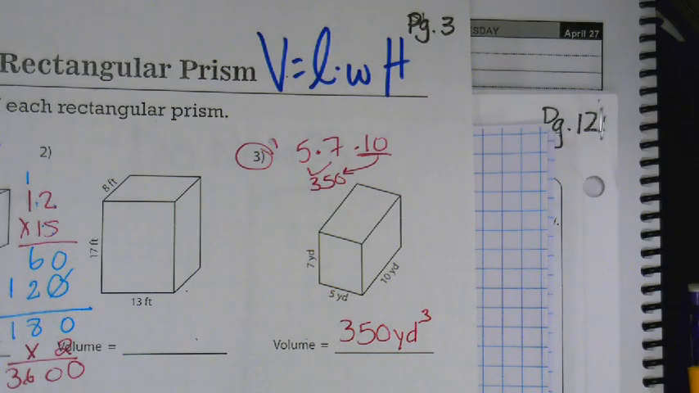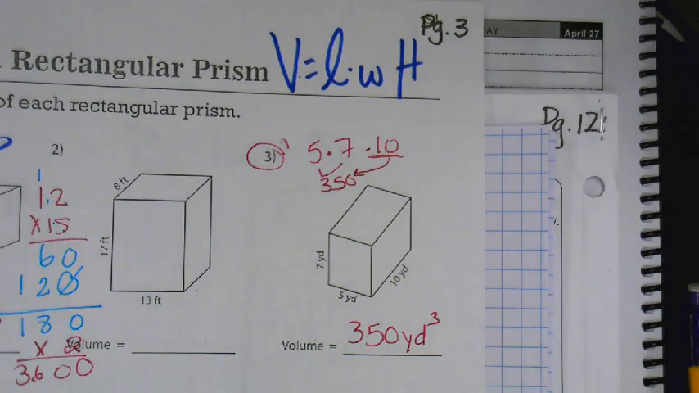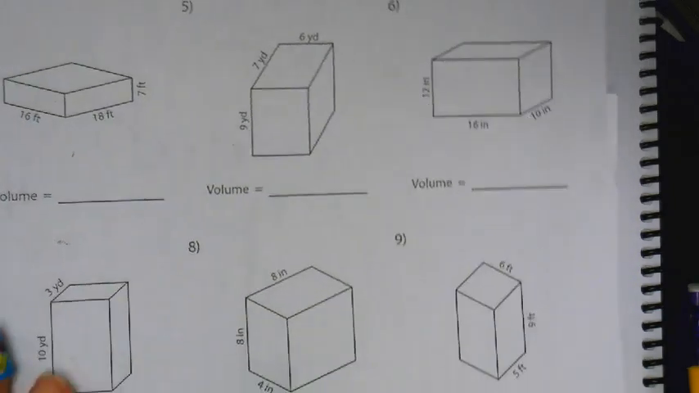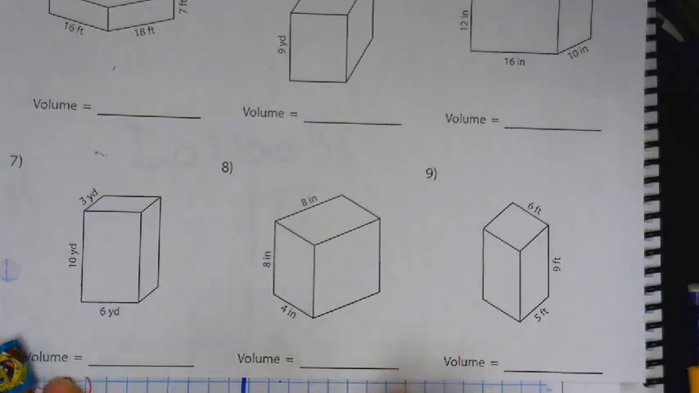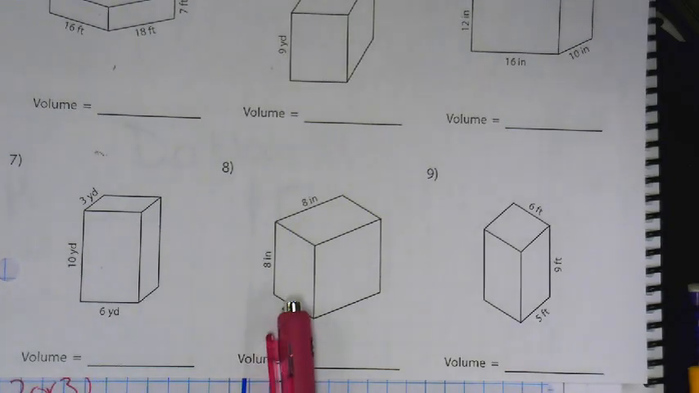Okay. I want you to do the last row. 7, 8, 9. No calculator. Why am I asking you not to use a calculator? Because the numbers are pretty easy and we should practice. We should practice using basic math skills.